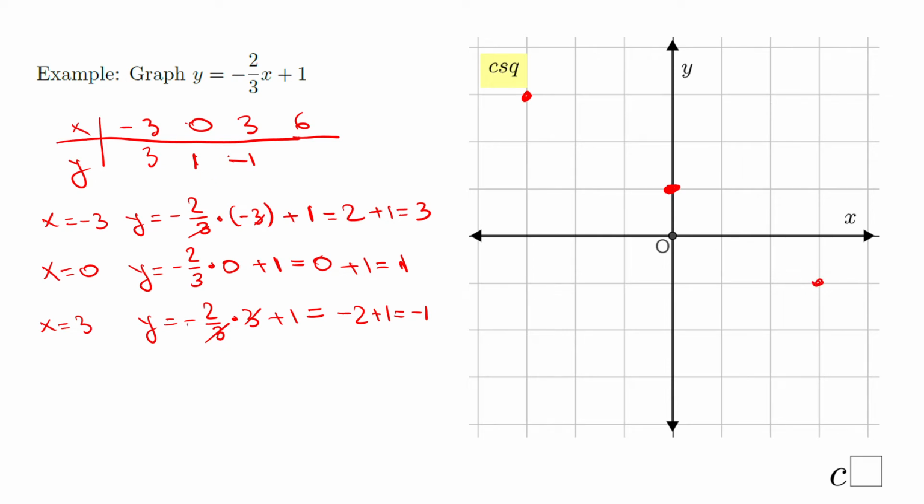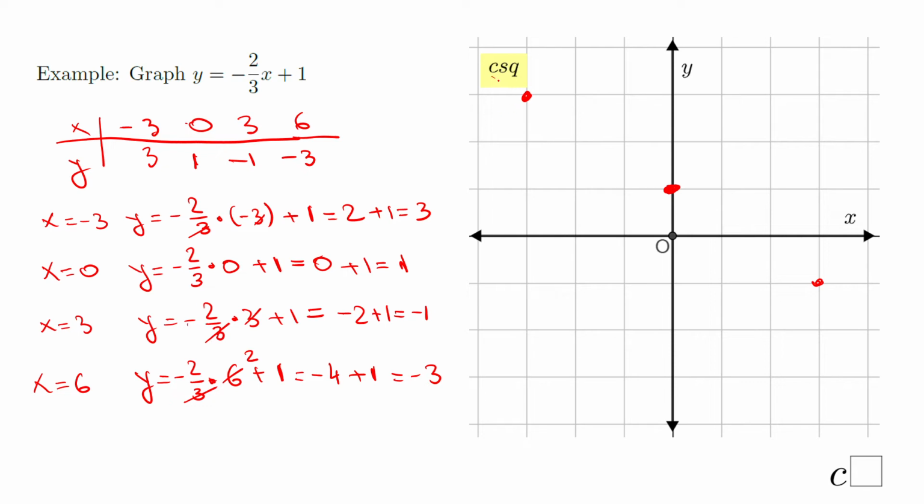We don't need the last one, but since I have it in the table, let's find the value. y equals negative 2/3 times 6 plus 1. Similar, we can do 3 goes in 6 2 times, and we have negative 2 times 2, that is negative 4 plus 1. That will be negative 3. But like I said, we have no way to plot this point 6 and negative 3 on my graph.